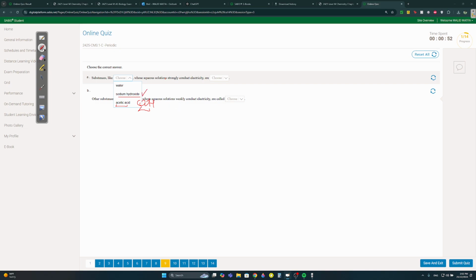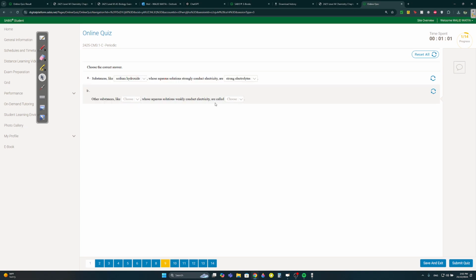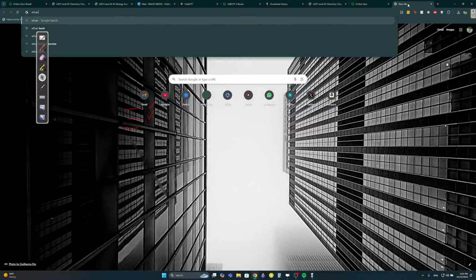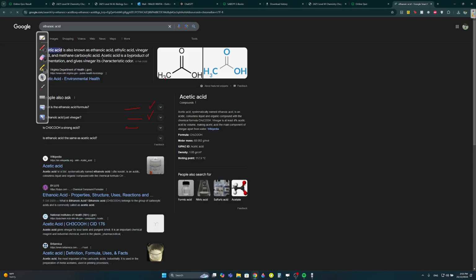So sodium hydroxide, you should all know it's a very strong base. Since he said strongly conduct, it's strong. Weakly conduct, and it's a weak electrolyte. What are the examples? Sodium hydroxide, it's obviously a strong base. Hydrochloric acid, strong acid. Ethanoic acid. Well, I think ethanoic acid is H2SO3, but let me make sure of this. Ethanoic acid. It's this. Yeah, it's CH3COOH. Okay. Yeah.